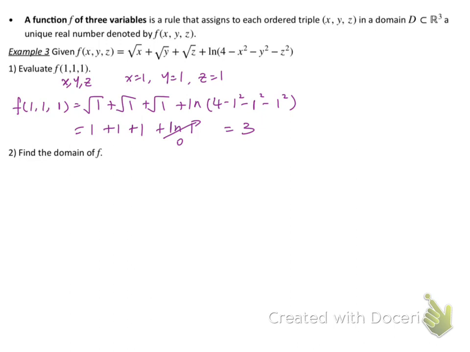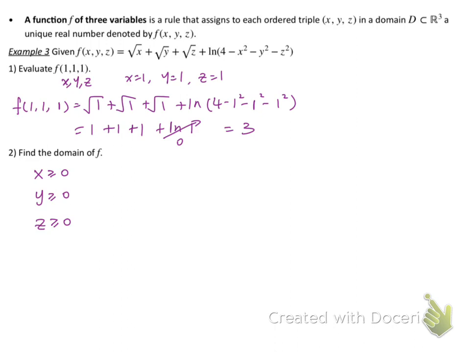Now, the second part, I'm not asking you to graph the function, but graph the domain, but I do ask you to find the domain of f. Well, to find the domain of f, what you need to worry about is all these square roots, the radicands have to be non-negative. So for each of the square roots, you need the radicand to be greater than or equal to 0. So I have x greater than or equal to 0, y greater than or equal to 0, also z greater than or equal to 0.